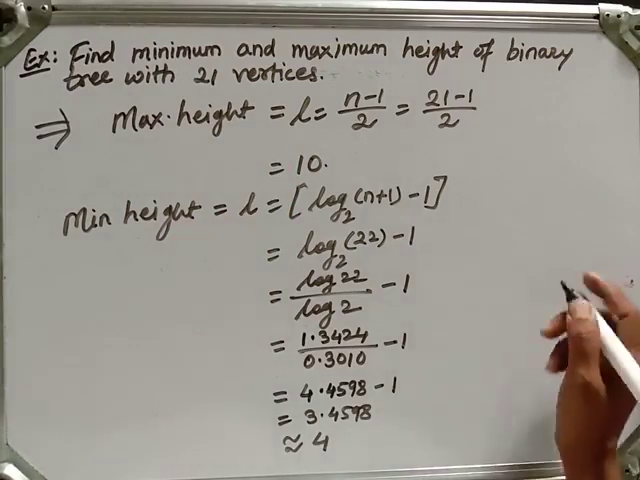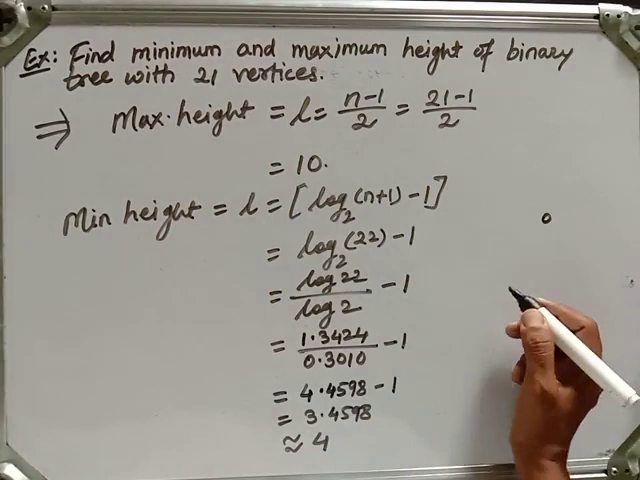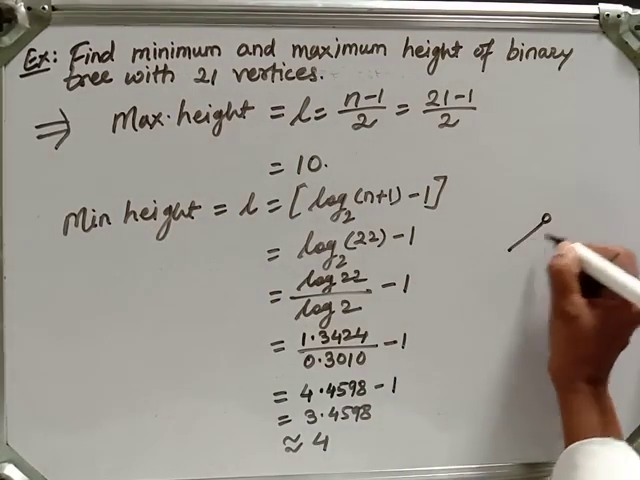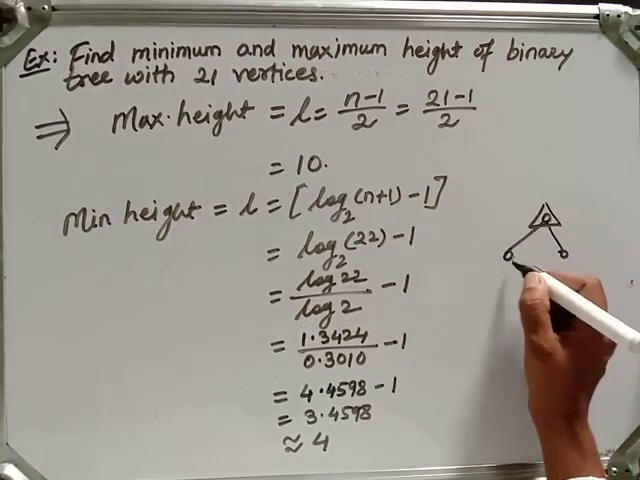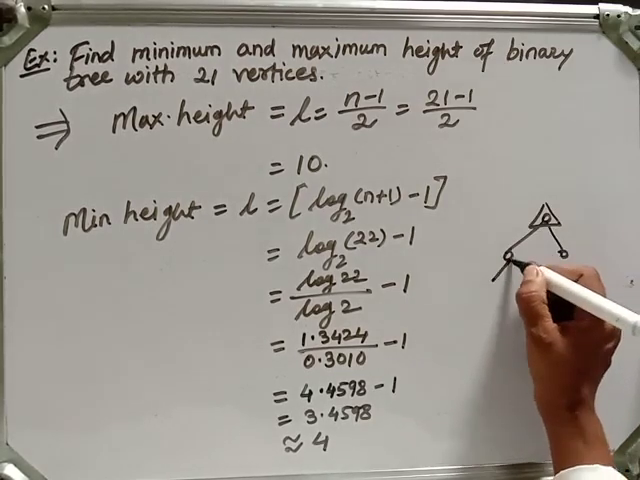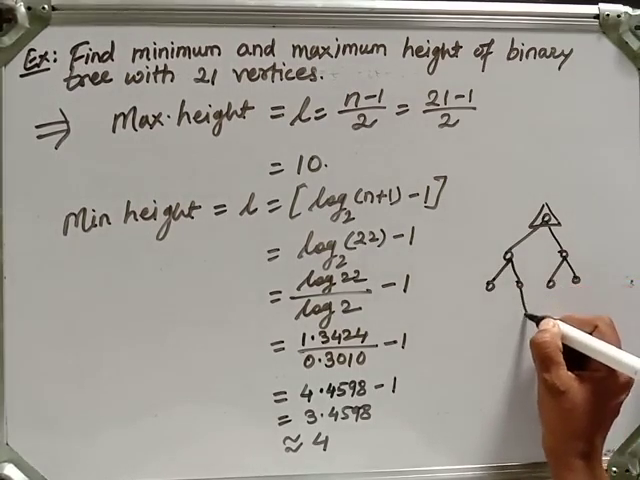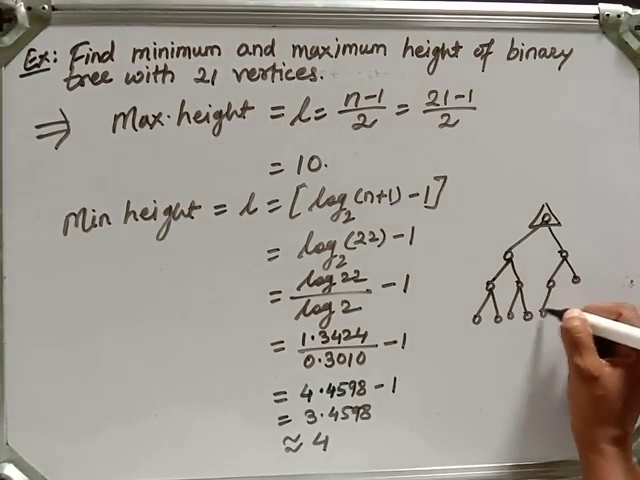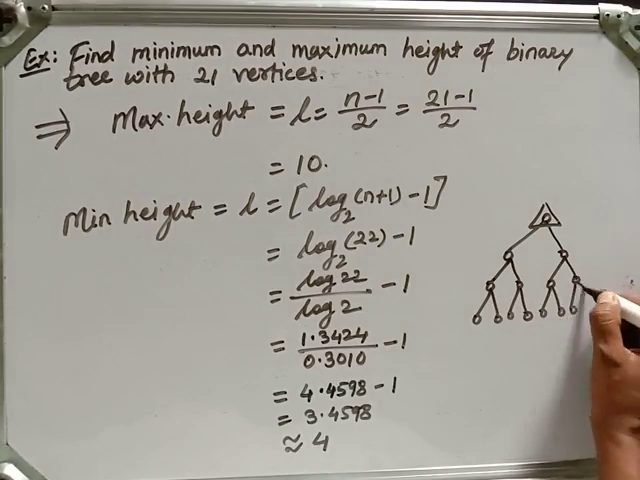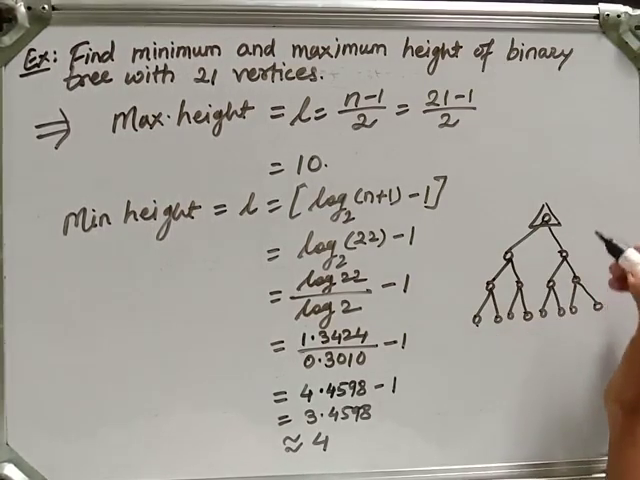How does this tree look? Minimum height will be 4, maximum height is how much? 10. So look at this. This is a root first of all. Then at first level at most 2 vertices. Second level at most 4 vertices. Third level at most 8 vertices. Right? Minimum height is 4, so that gives us the tree. And look at how many vertices are over. Look at here, 8. Fine.